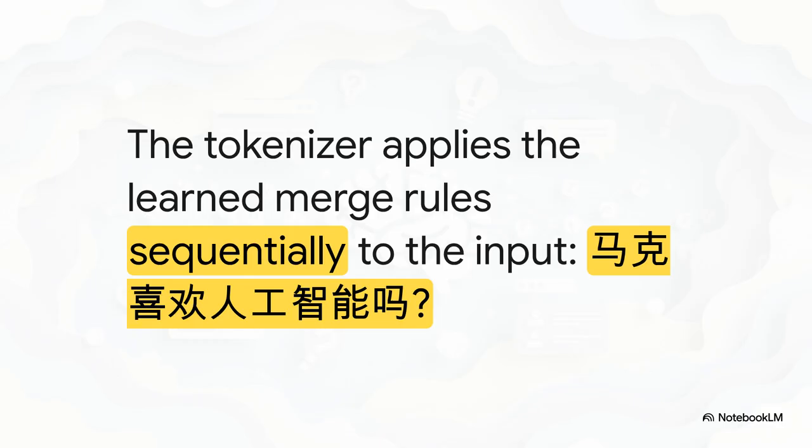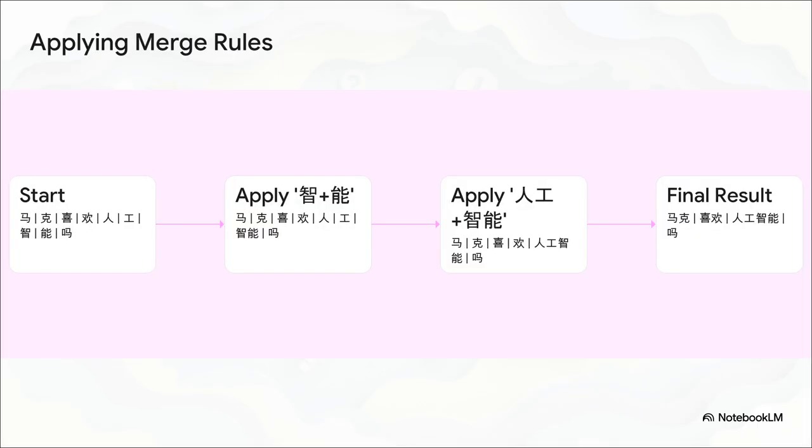First, the tokenizer breaks the sentence down into its most basic parts, the individual characters. Then it starts applying its merge rules, one by one, in the exact same order they were learned during training. You can actually watch the process unfold here. It follows its priority list, first merging zhi and neng, then ren and gong. Then it sees those two new tokens together and merges them. And if we assume that Mark and Shihuan were also common pairs it learned, those rules get applied too. So after it's run through all its rules, our original 9 characters have been compressed into just 4 distinct tokens.